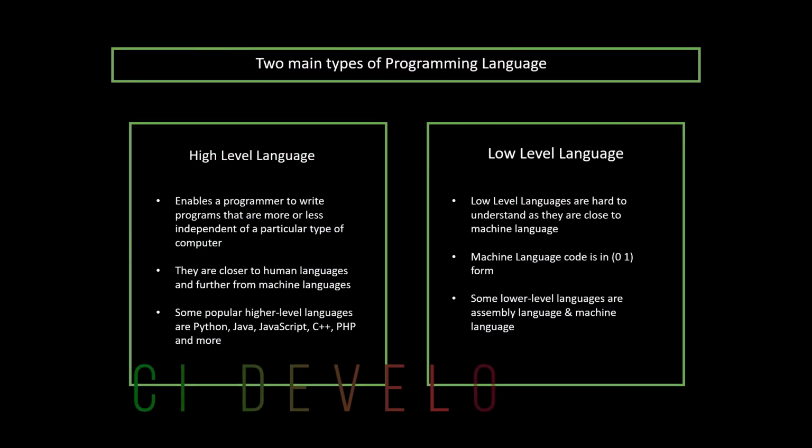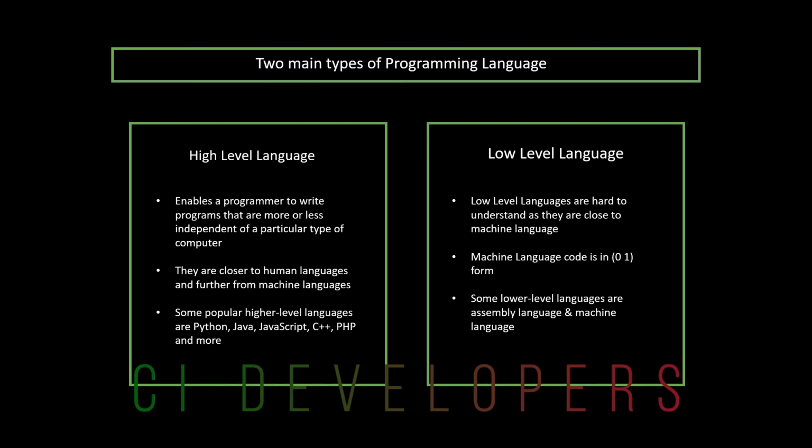There are two main categories of programming languages. The first one is high level language and the second one is low level language. High level languages are also called natural languages as they are close to human languages, so they are easy for humans to understand. Some popular high level language examples are Python, Java, JavaScript, C++, PHP and more.